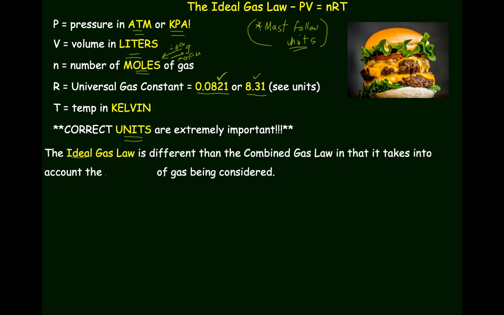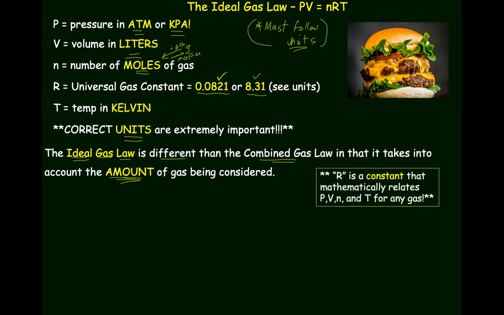The ideal gas law is different from the combined gas law in that it takes into account the amount of gas being considered, and the amount of gas is changing along with the pressure, volume, and temperature. So you're really keeping a lot of things in the air here. Now R is a constant that mathematically relates all of these values together.